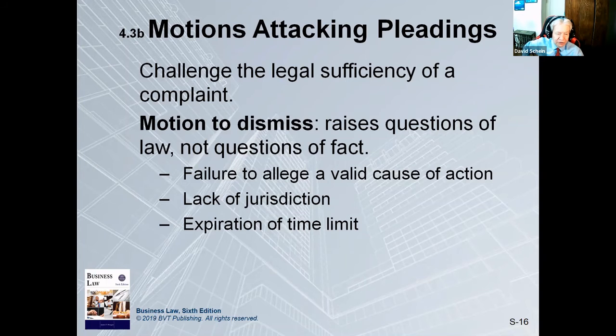Usually it's 1 year for defamation, 2 years for most tort claims, 2 years for oral contracts, 4 years for written contracts. Those are some pretty common statutes of limitations.